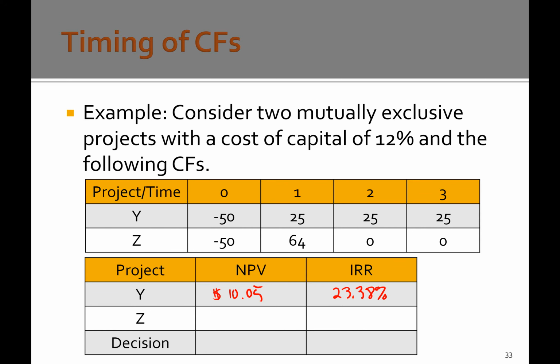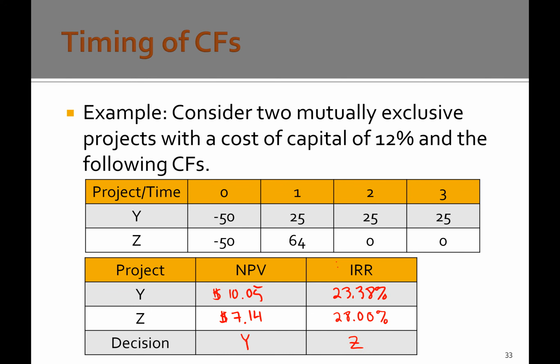If you compute the NPV of project Z, you'll get $7.14. And if you compute the IRR of project Z, you'll get 28%. So our NPV decision rule tells us, let's choose project Y. Its NPV is positive, and it exceeds the NPV for project Z. IRR, on the other hand, tells us that project Z has a higher rate of return, and that rate of return exceeds the cost of capital for the project. So IRR tells us to choose project Z.